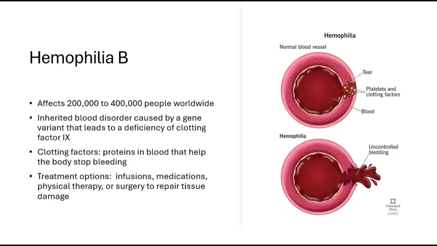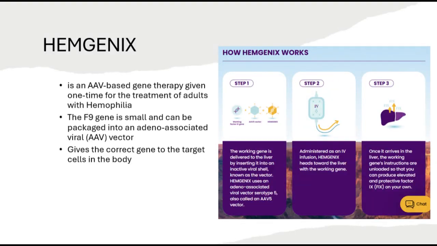So you can imagine having constant random bleeding in your body. It can be very painful and it can cause a lot of issues. Treatment for this disease include repeated blood transfusions, medications, physical therapy, and even surgery to repair damaged tissues. In 2022, the FDA approved HEMGENIX to treat this disorder.